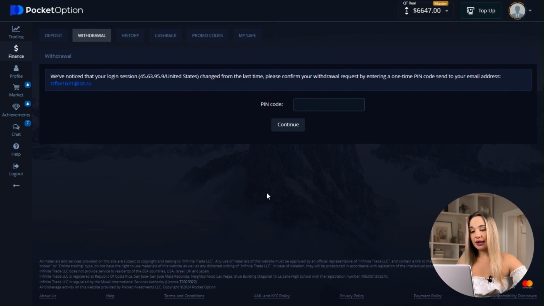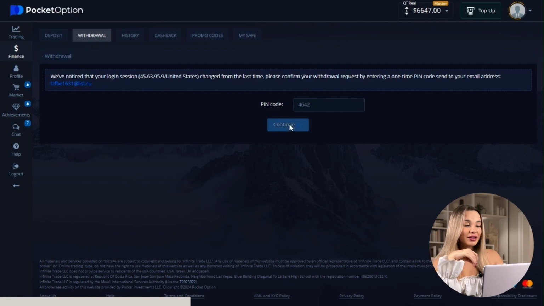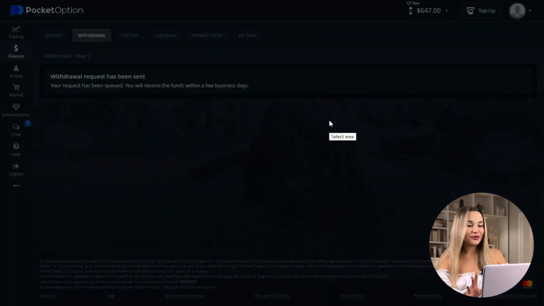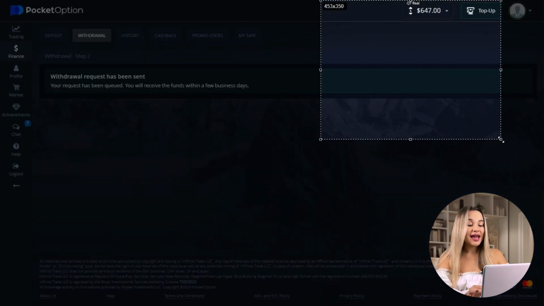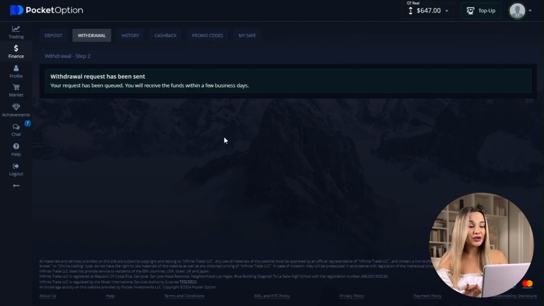We need to enter a PIN code to confirm the transfer. It's been sent to my email. I will check it now and we will proceed with the operation. Done, so just enter the PIN code to appease the broker and press continue. A few seconds of waiting and it's all set. The funds have been deducted from my trading account. I've left $647 for further investments, and the $6,000 will arrive in my wallet within about 10 minutes. Give or take. After that, I will come back here and show you what the completed transaction looks like.